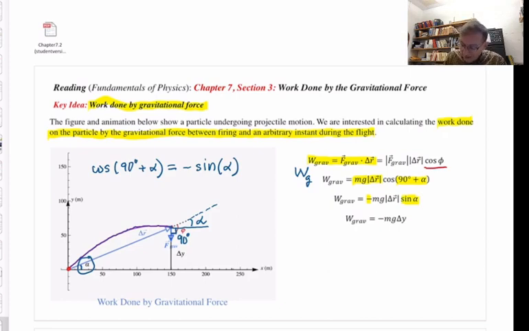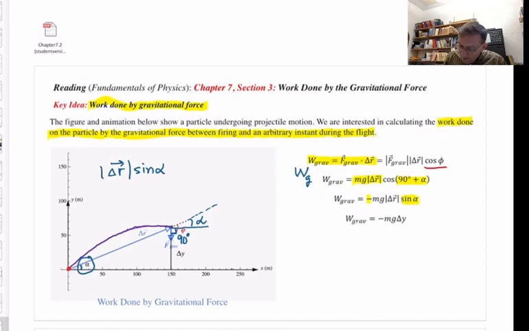Okay, now here comes the next really important thing from this picture. Magnitude delta r sine alpha. I want to interpret that. Just that part. I'll write it over here. Magnitude delta r times sine alpha.